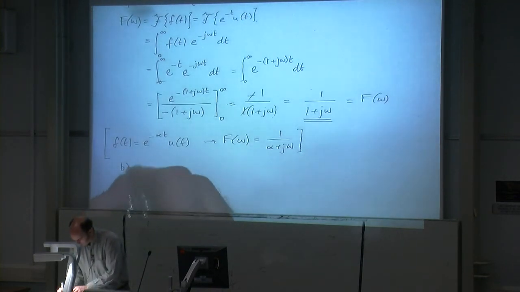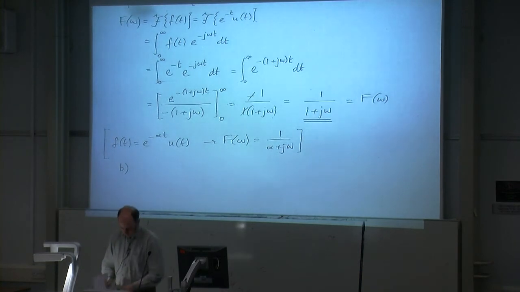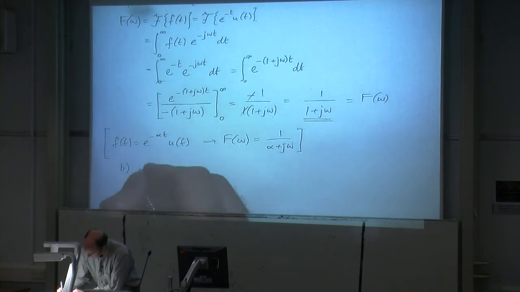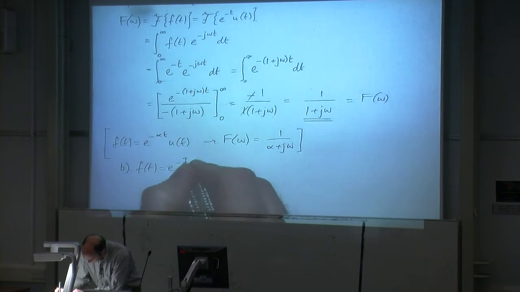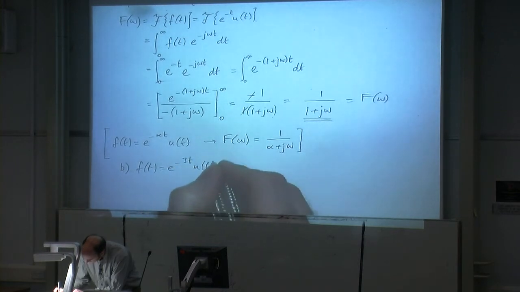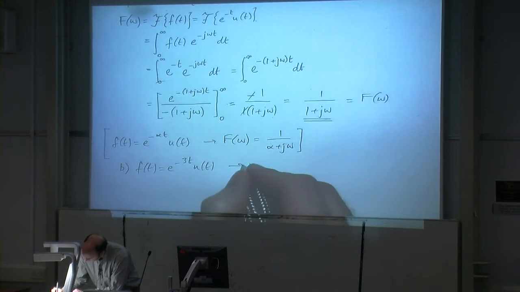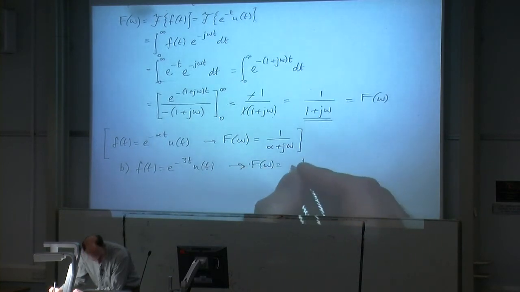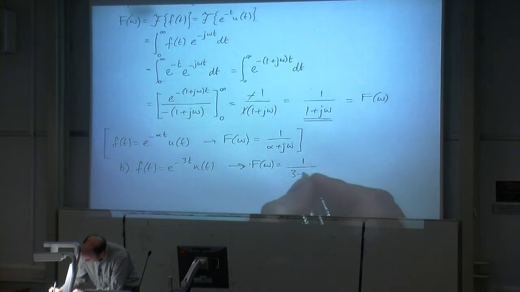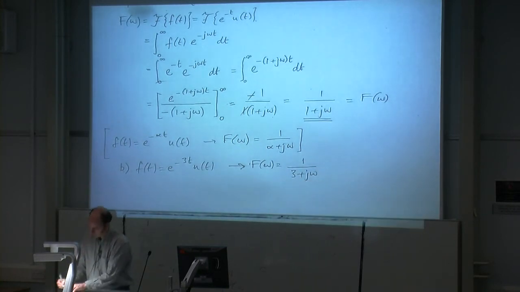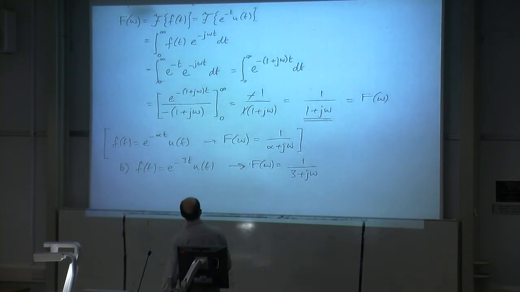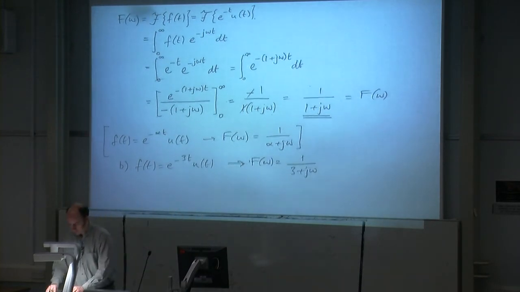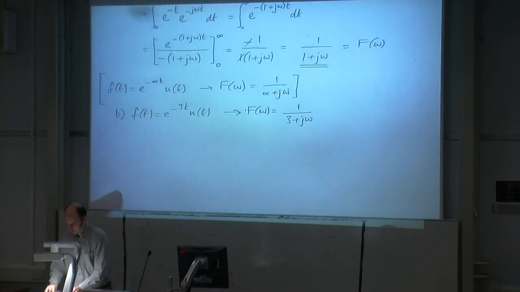So for part B and C, we can apply the same logic, same theory, exactly the same way, but with different values of alpha. So part B, we've got f of t is e to the minus 3t u(t). So straight away we can say that the Fourier transform of that, F of omega, is going to be 1 divided by 3 plus j omega. Exactly the same theory, just a slightly different number.